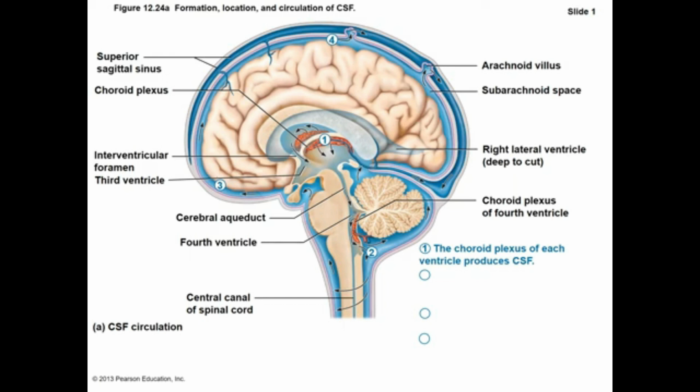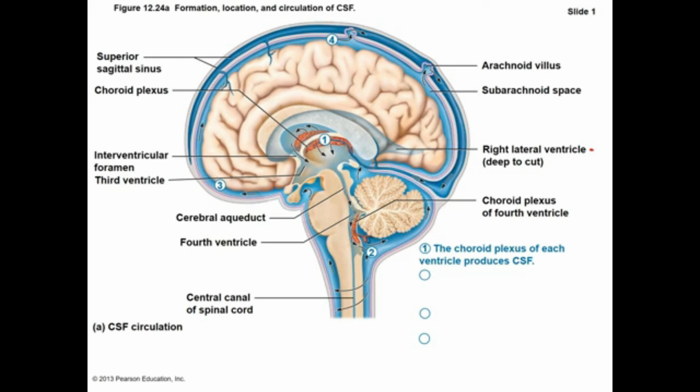So just to give you a little bit of an orientation, what we're looking at here is the right lateral ventricle is deep to the cut here. So because this is a mid-sagittal section, you're not going to encounter any of the ventricles. So the third ventricle is going to be basically right in the middle, just below the number 1.